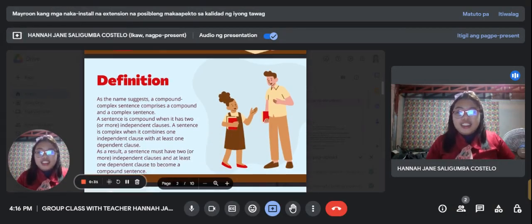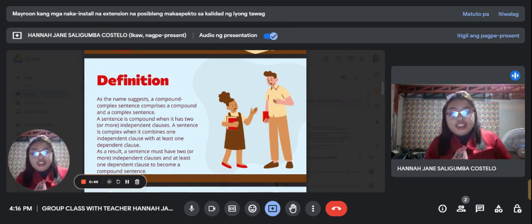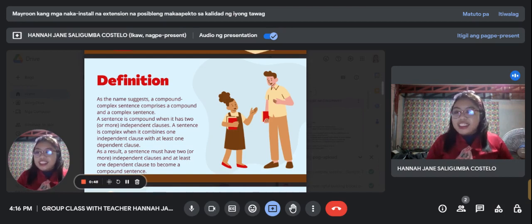Definition: as the name suggests, a compound complex sentence comprises a compound and a complex sentence. A sentence is compound when it has two or more independent clauses. When we say independent clauses, these are the clauses that can stand alone as a sentence. It has a complete subject or a complete predicate, and it doesn't start with a conjunction. So we have three types of conjunctions: subordinating conjunctions, coordinating conjunctions, and correlative conjunctions.